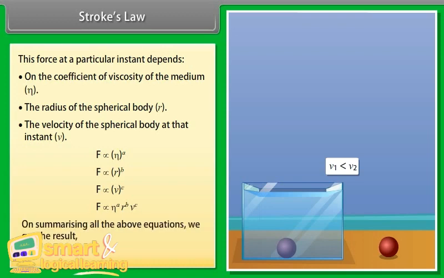On summarizing all the above equations, we get the result. F is equal to 6 pi into eta into r into v.